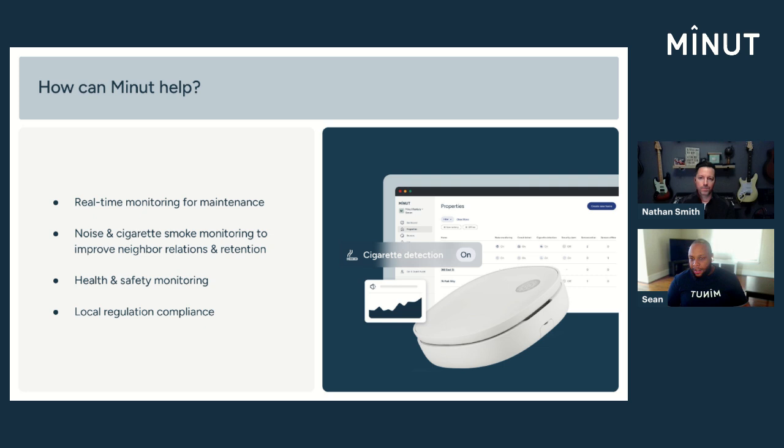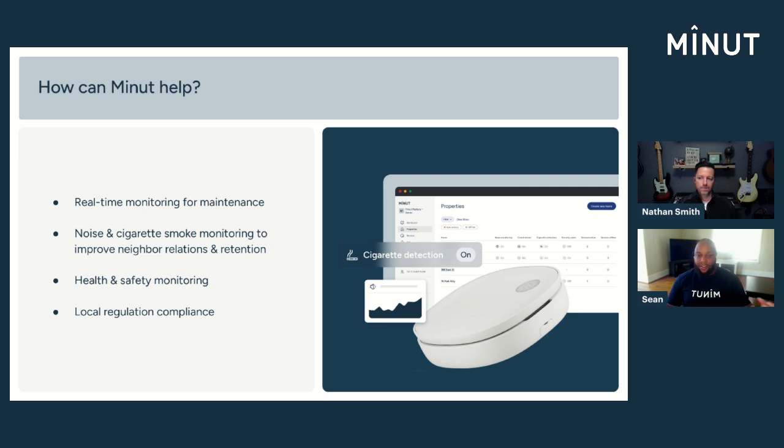You see here, health and safety monitoring. So this is big. Most apartment complexes in the United States are smoke free. And one big thing is your tenants that don't smoke, they hate smoking. And if they don't hate it, they could possibly be very sensitive to smoking. So what Minute does, Minute can learn the air quality of the room.